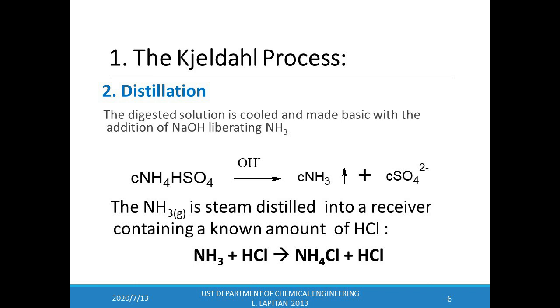In the next step, the distillation of the solution takes place, and a small quantity of sodium hydroxide is added to convert the ammonium salt into ammonia. The distilled vapors are then trapped in a special trapping solution of HCl or hydrochloric acid and water.